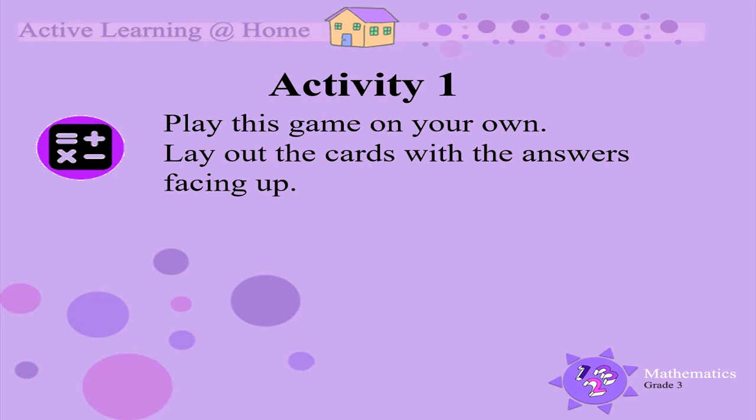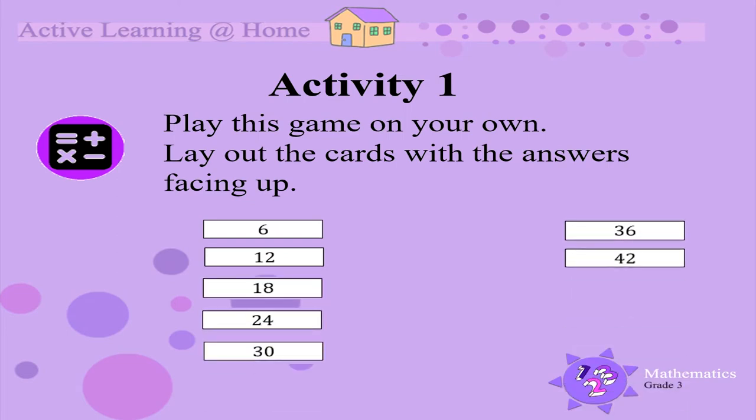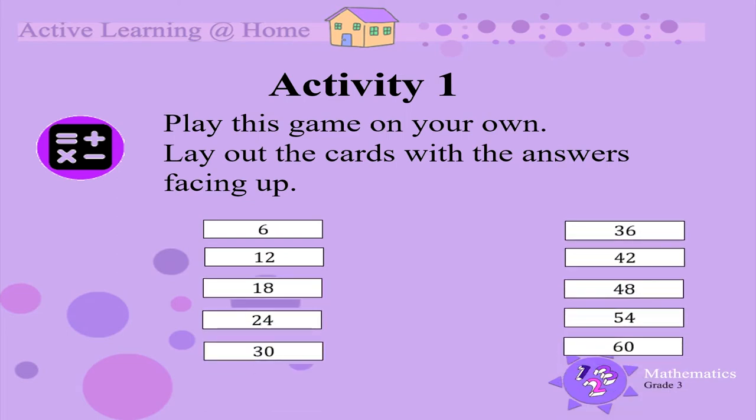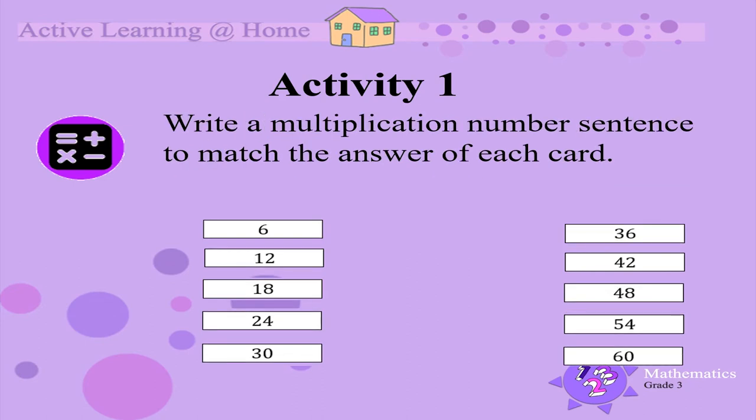Lay out the cards with the answers facing up. Now, write a multiplication number sentence to match the answer of each card. Remember, we are practicing our six times table. Let's do the first two together.